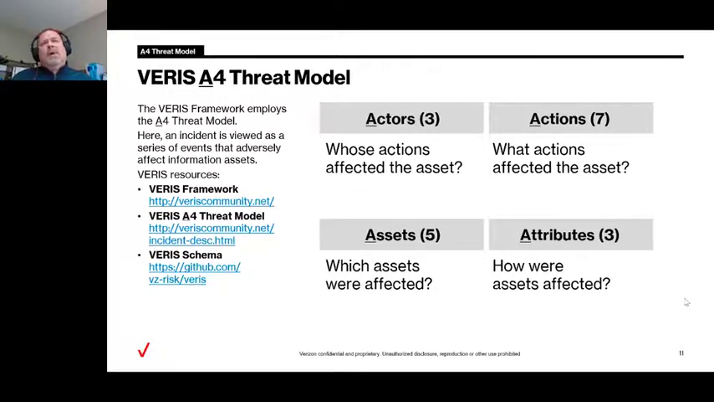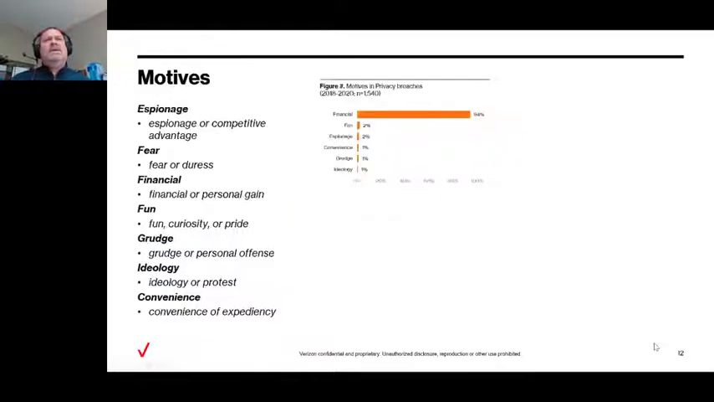The A4 threat model is a core component of VERIS, and it is the actors, actions, assets, and attributes. So these 4 A's form the A4 threat model. You can use this for threat modeling in your organization. We also use it to explain what we're seeing within the DBIR from the standpoint of these 4 A's. Actors have 3 categories, actions 7 categories, assets 5 categories, and attributes 3. So let's look a little bit closer at these.